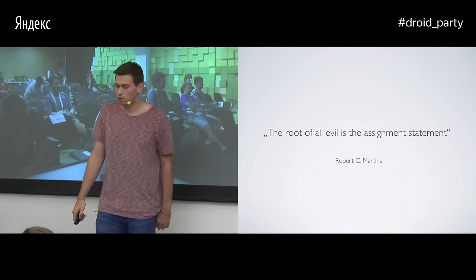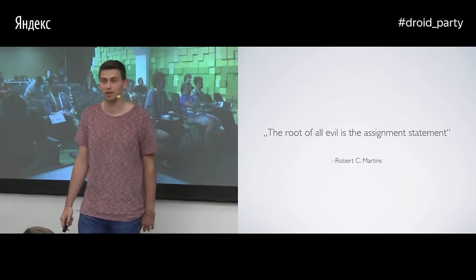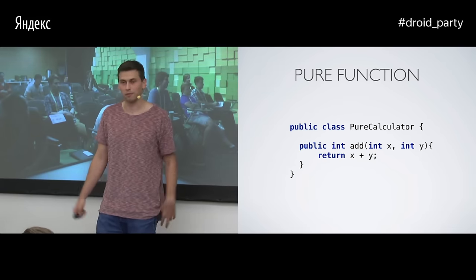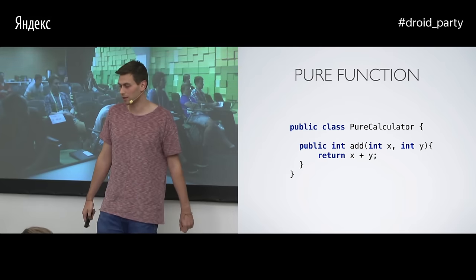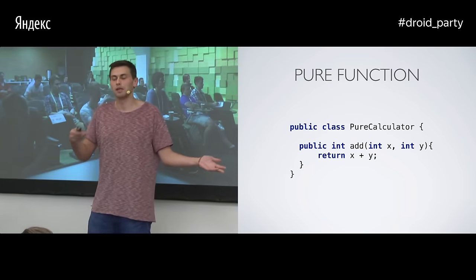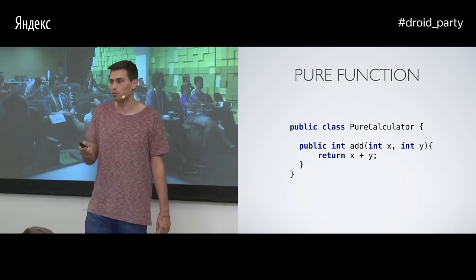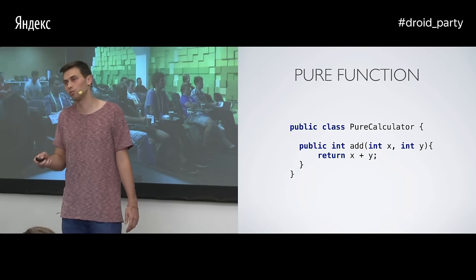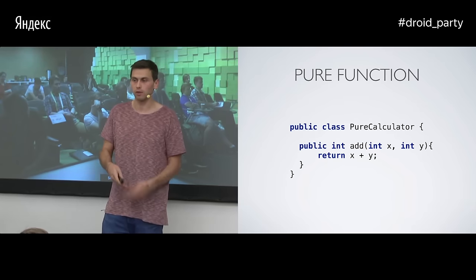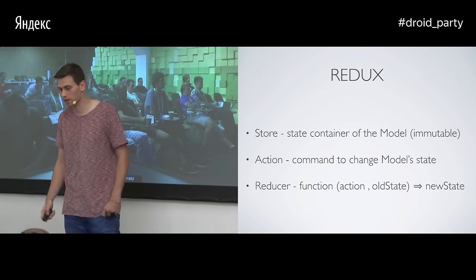And the root of all evil is the assignment statement, said Robert C. Martin, better known as Uncle Bob. And this is the same function as a pure function. So it takes in x and epsilon and returns the sum of them. So it's easy. But the point is, here you have no side effect. And that's the key principle of functional programming, in combination with focus on the how and not on the what, and immutability. So let's get back to Redux.